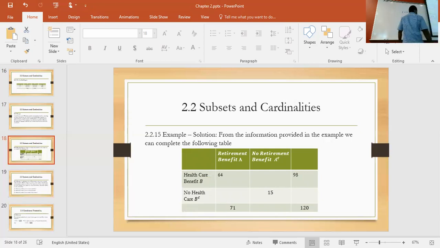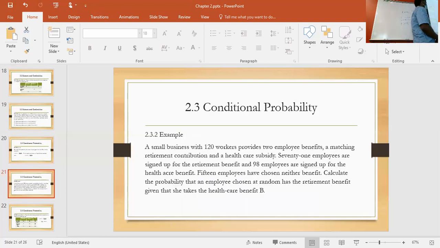As healthcare, what do you think should be this term? How many of them have healthcare? 98. How many of them have retirement benefits? 71. So, if an individual is randomly selected, what do you think should be the probability that individual has retirement benefits, given that the individual has health care?